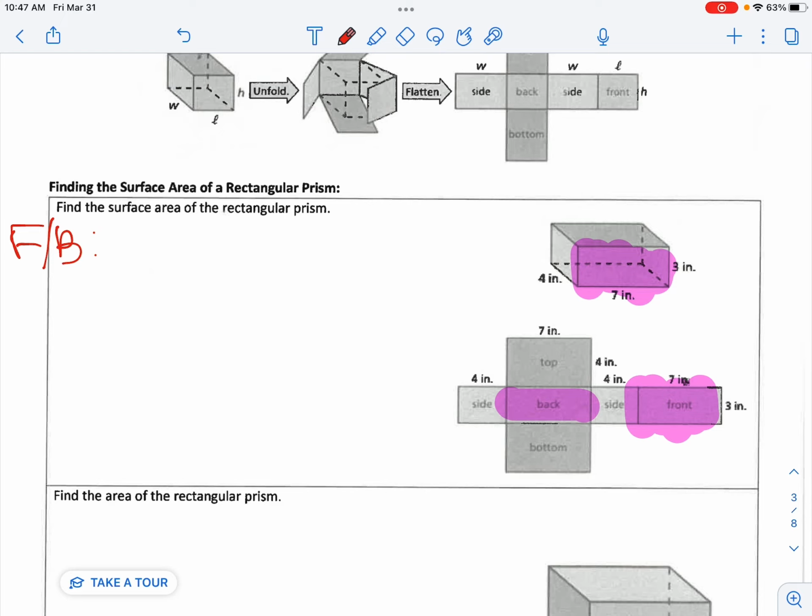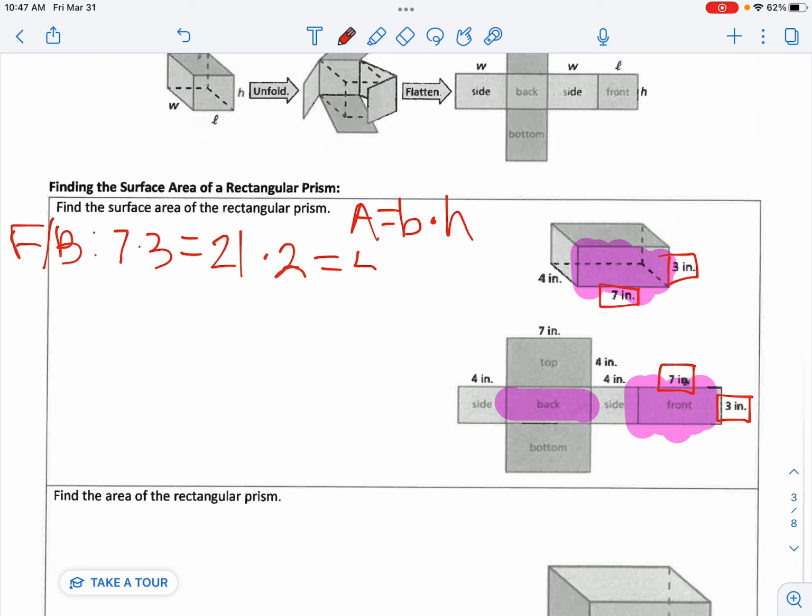It is a rectangle, so to find the area, it's A equals base times height. I can see right here my base is 7 and my height is 3, and you can see it on this one as well. So I would do 7 times 3, which equals 21. So 21 inches squared is the front, but like we said, the back is the exact same, so we're going to multiply it by 2. So 21 times 2 equals 42 inches squared.